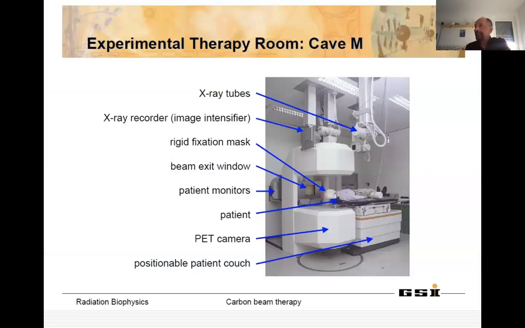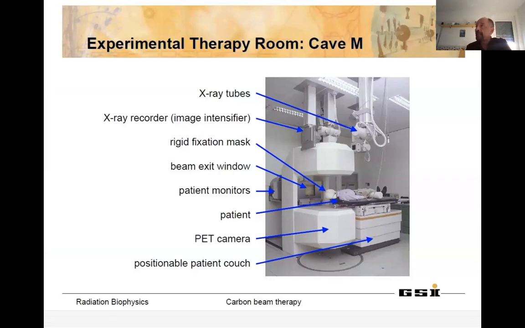That's what was done with carbon ions for the first time at GSI. It was done with protons, previously introduced in Berkeley and then realized at PSI in Switzerland. But with carbon ions, it was done for the first time at GSI.